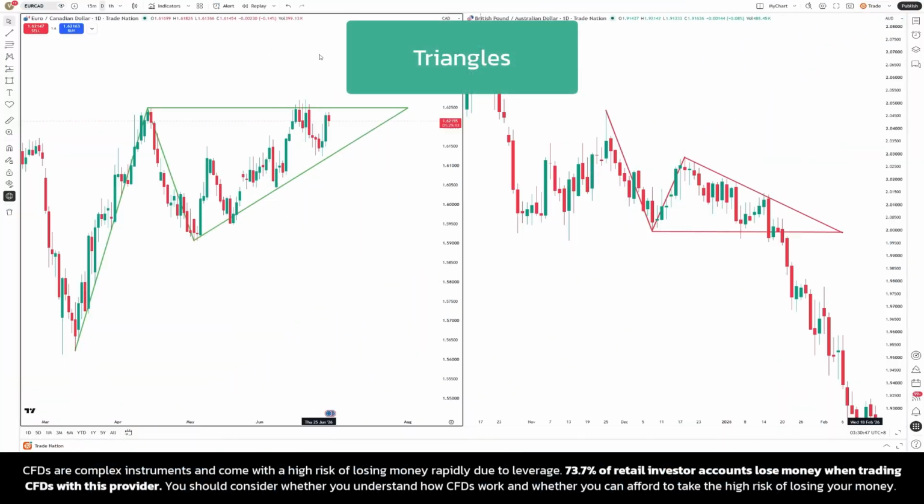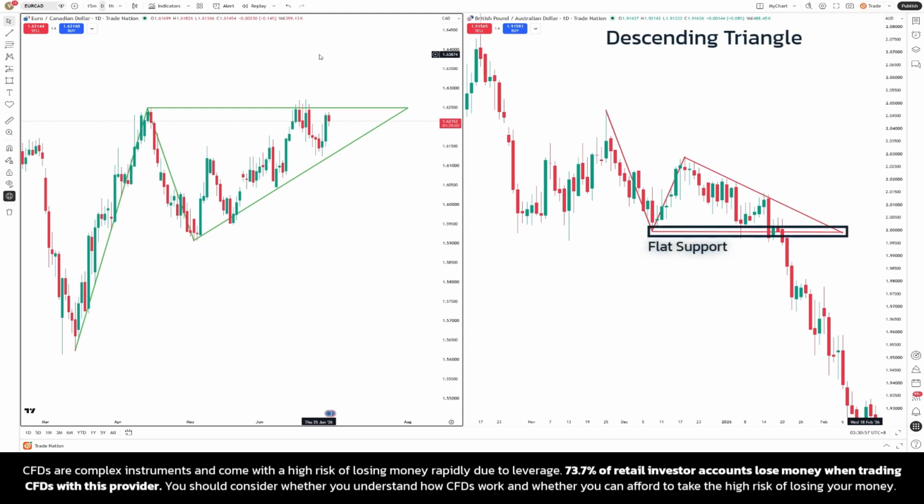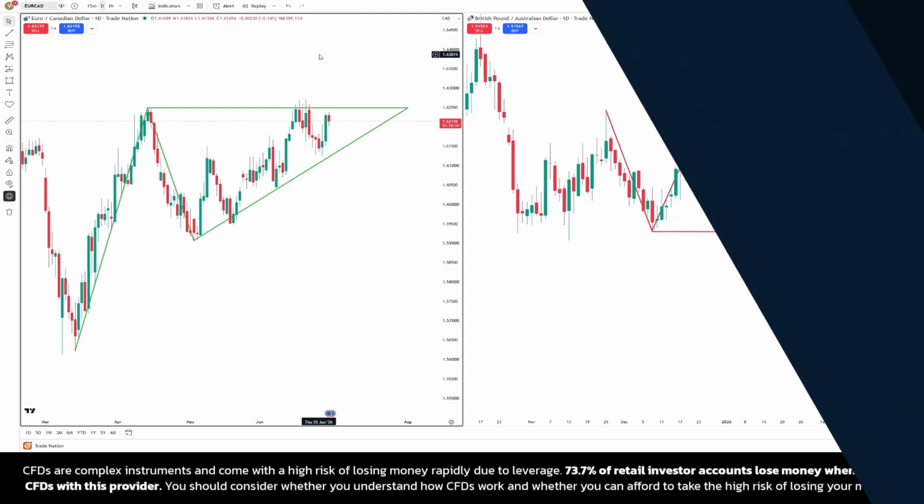Triangles appear when price begins to compress. An ascending triangle forms when resistance remains steady while support rises, suggesting building buying pressure. A descending triangle reflects the opposite, with sellers gradually pushing price toward a fixed support level.